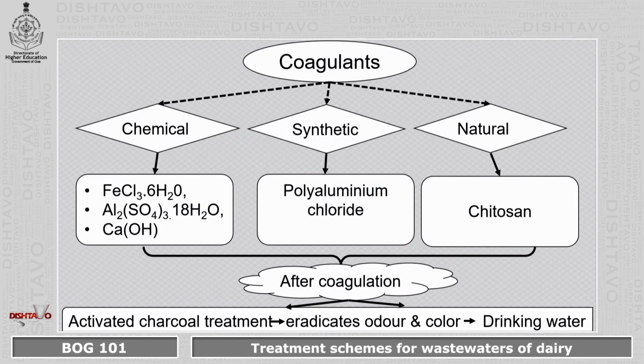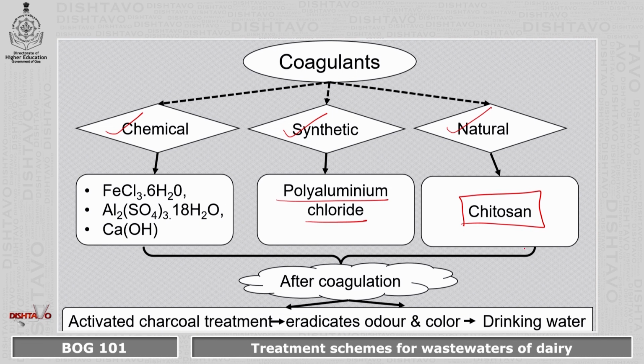Depending upon the nature of the coagulants, they can be of a chemical type, a synthetic type, or a natural type. Chemical types are ferric chloride, aluminum sulfate, and calcium hydroxide. Talking about the synthetic ones, they are polyaluminum chloride, and the natural one is chitosan. Chitosan is basically derived naturally from insect skins, that is, it is made up of chitin. So, these are the different types of coagulants.